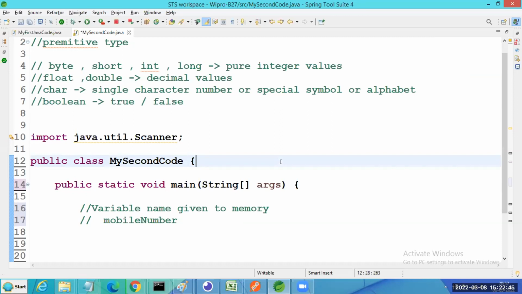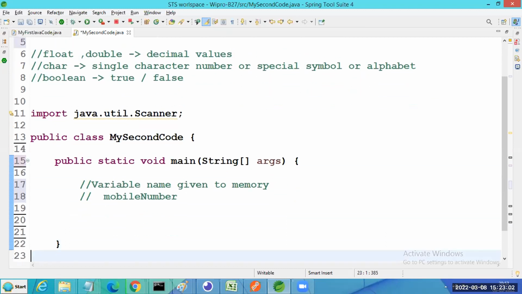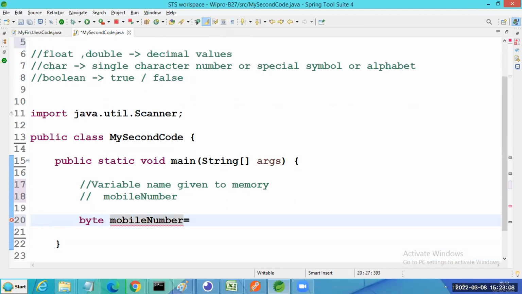See this byte, short, int, and long. All of them can store what? Integers. Pure integers. Phone number is a pure integer, right? It doesn't contain any decimal, right? Okay. So let's take a byte mobile number, and let's say our mobile number is 9988777755. When I take this, is it storing that number into this byte type of variable? No, sir.